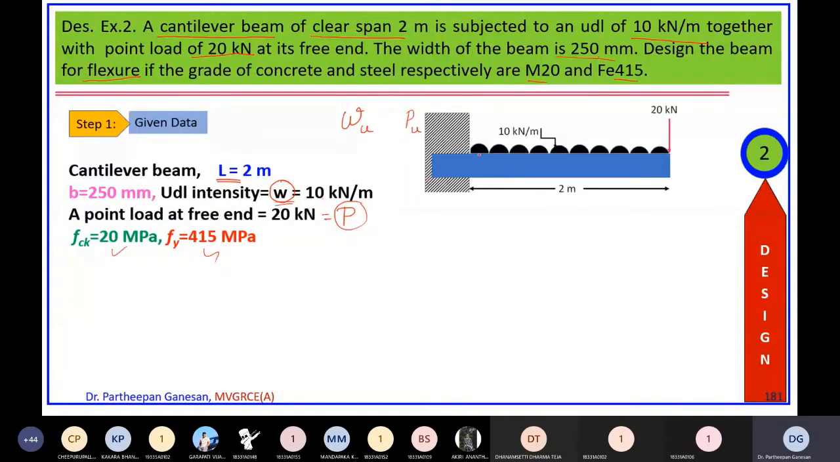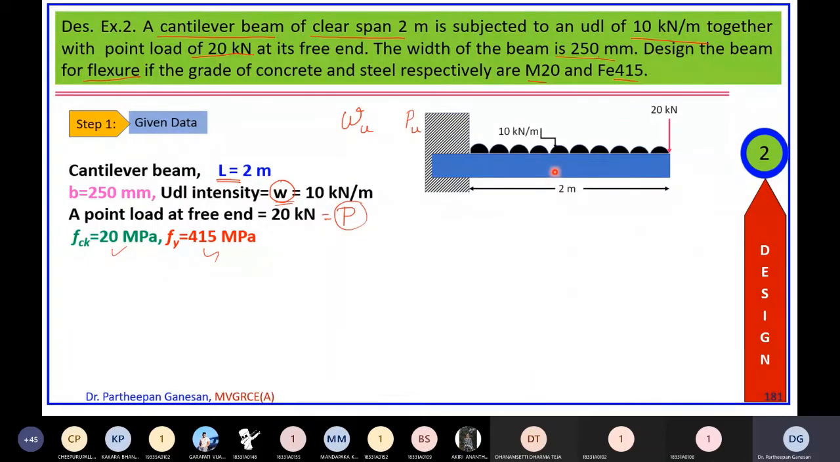So you draw this in a schematic way. The clear span is from the face of the support to the free end of the cantilever, that is 2 meters. And UDL is given as 10 kilonewton per meter, and point load is given as 20 kilonewton, right? Remember, this load is not including the self weight of the beam, right? So you have to calculate the self weight. You can calculate the self weight only if you know the span, which is fine, and the width, which is given. Unless you know the depth of the beam, you cannot find the self weight of the beam.